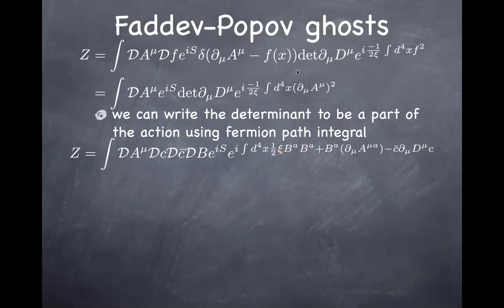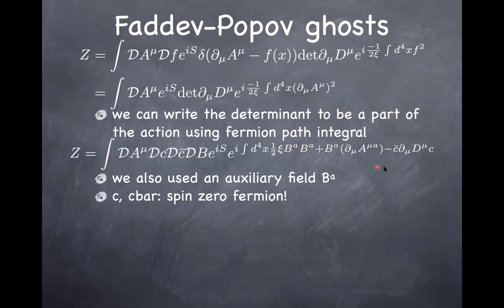So we did two rewritings here. One is to write this determinant as a path integral over C and C bar field. And we write this gauge fixing term, now using this auxiliary field B^A. So again, it's guaranteed that nothing has changed. So the path integral is still supposed to yield the same result.